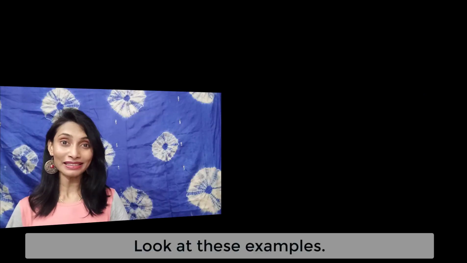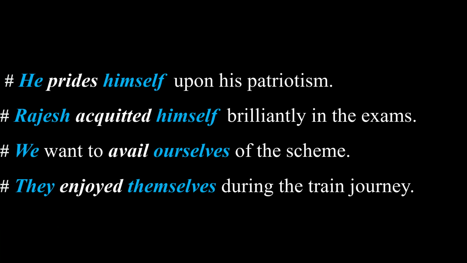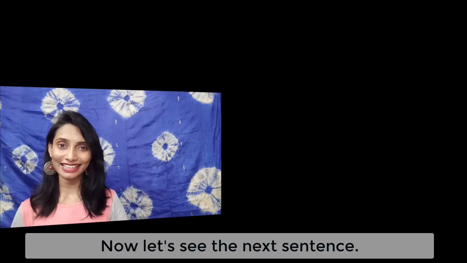Look at these examples. He prides himself upon his patriotism. Rajesh acquitted himself brilliantly in the exams. We want to avail ourselves of the scheme. They enjoyed themselves during the train journey. Now let's see the next sentence.